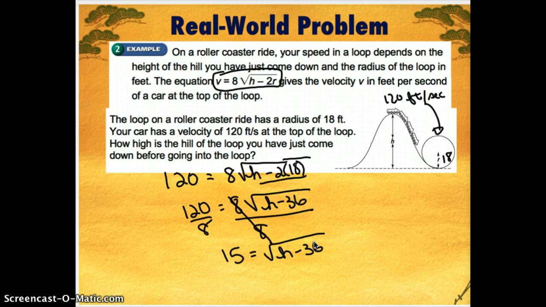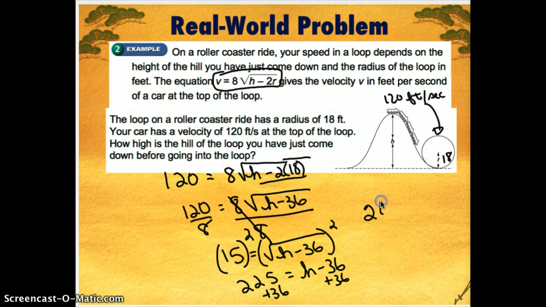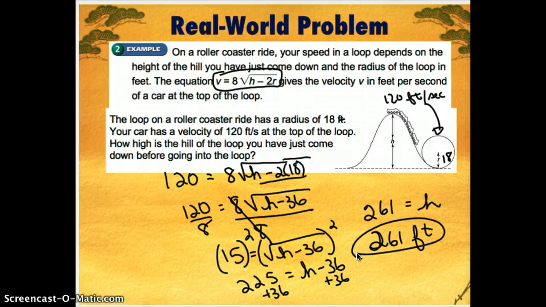Now you have the radical alone, and you can square both sides. I get 225 equals h minus 36. Then I'd add 36 to both sides, and I get 261 equals h. So h tells me the height in feet, so the hill you just came down is 261 feet tall. Seems like a pretty decent roller coaster ride.